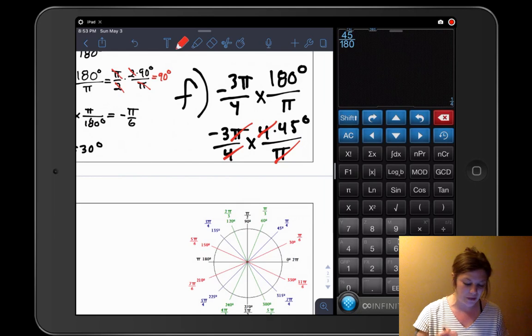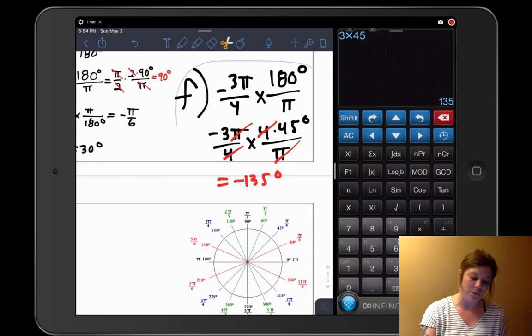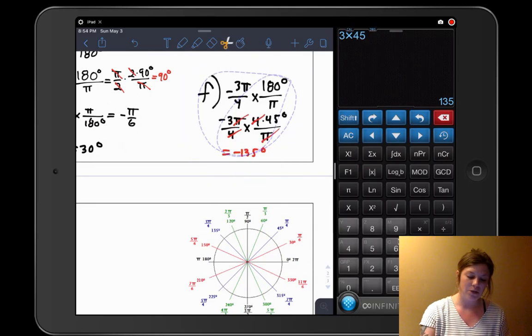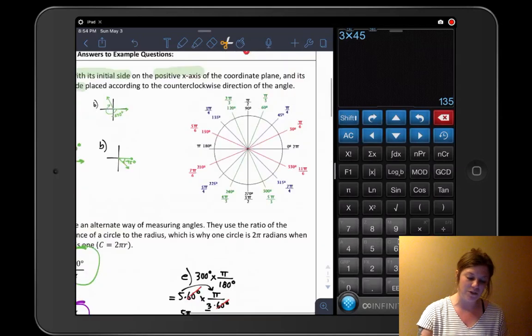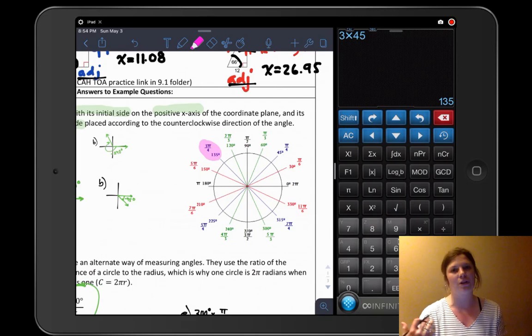If you don't know that, that's okay. You can always do 3 times 45 and get 135. So this is equal to negative 135 degrees. Now, negatives aren't on the unit circle, but if you wanted to check your answer, you could always look at positive 135 and see that positive 135 is at 3 pi over 4. So therefore, negative 135 is at negative 3 pi over 4.